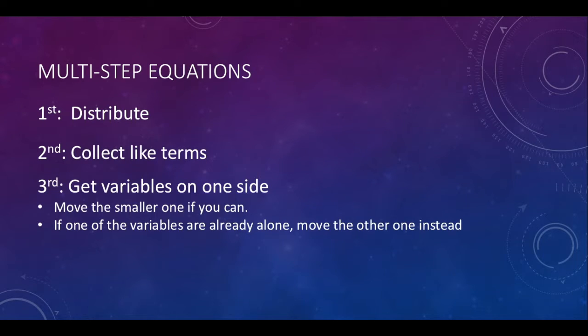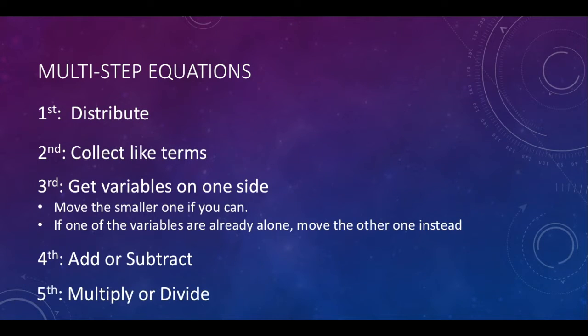I suggest moving the smaller one if you can, but that's not always possible, especially if that smaller one is already alone on one side. You don't want to touch that because the whole point of solving these equations is to get that variable alone. The fourth step is to add or subtract. And the last step is to multiply or divide.